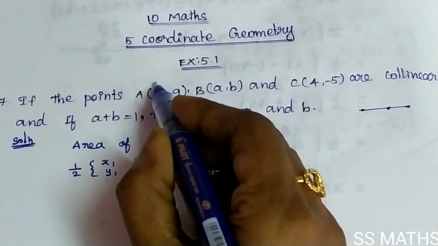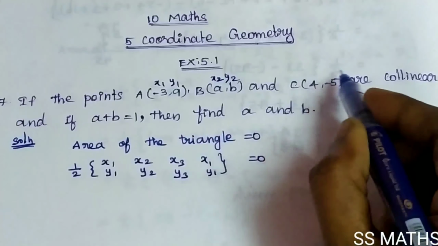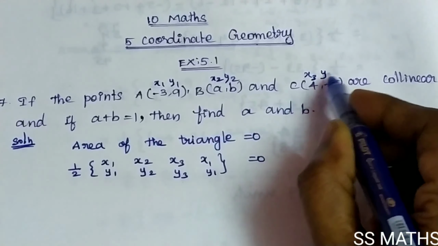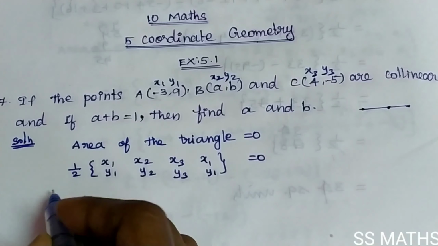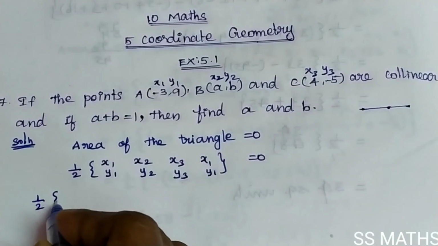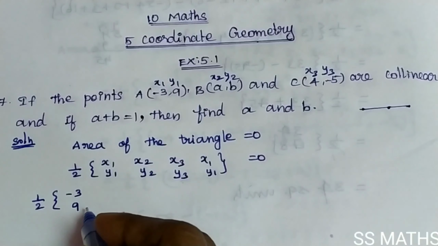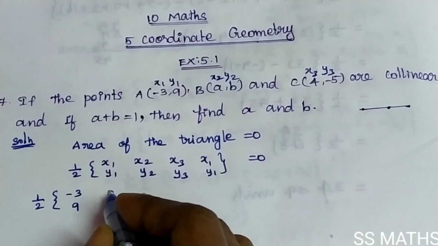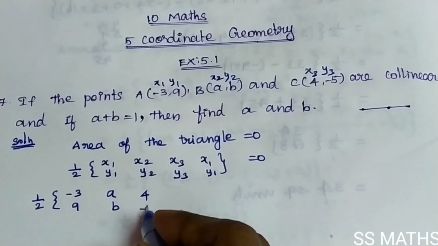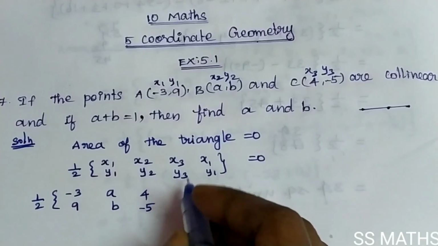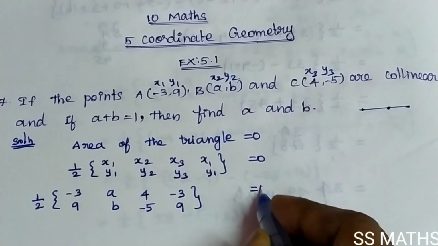Here this point is x1, y1, this is x2, y2, and here x3, y3. So, half into, here x1 value is -3, y1 value is 9. x2, y2 is a, b. x3, y3 is 4, -5. Again x1, y1 is -3, 9, equal to 0.